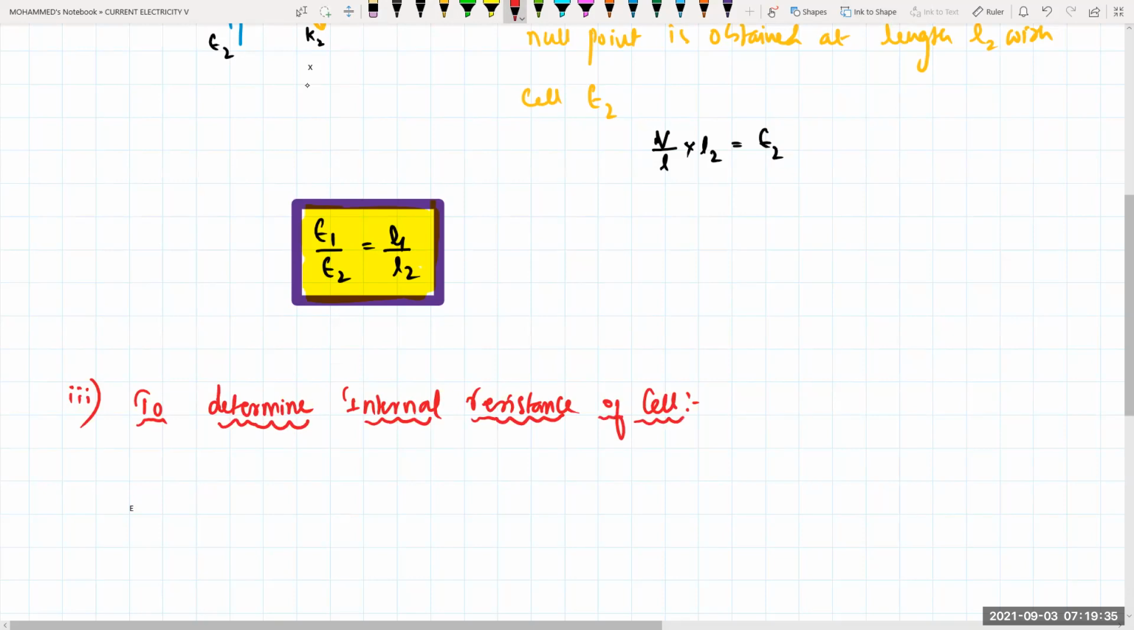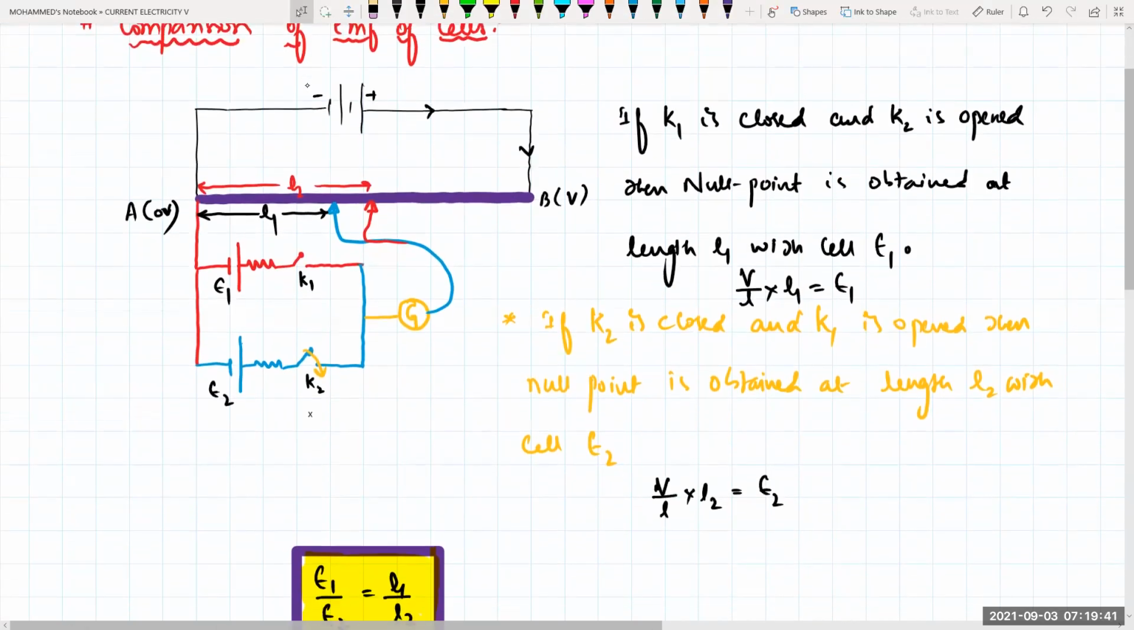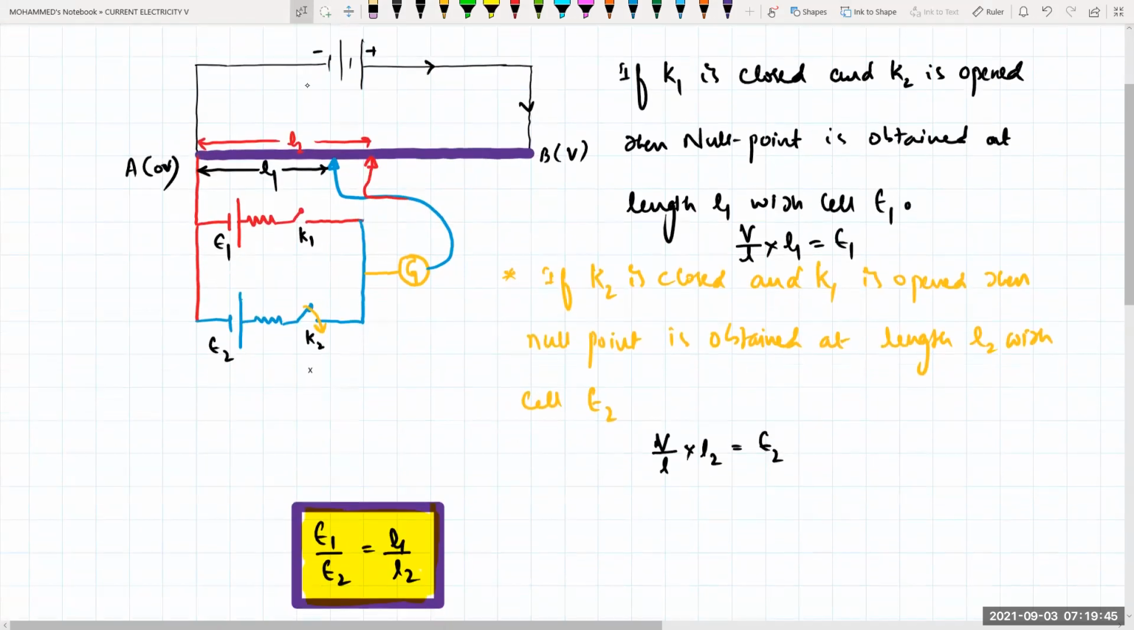To determine the internal resistance of the cell. How do you determine the internal resistance of the cell? We have used cells here, isn't it? I need the internal resistance of these cells. So how do you calculate the internal resistance of the given cell?